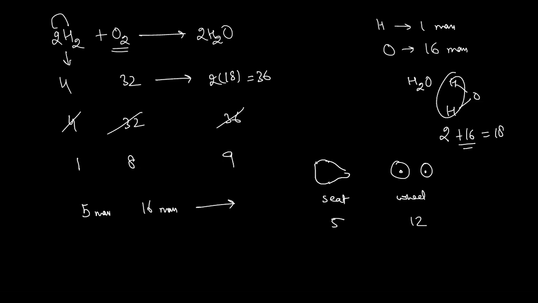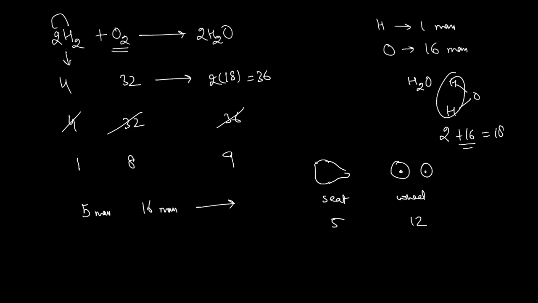It's 17. You have 5 seats and 12 wheels. How many cycles can be formed with 12 wheels? If you have 12 wheels, then how many cycles can be formed with 12 wheels?